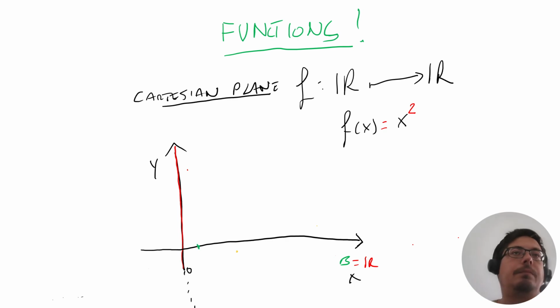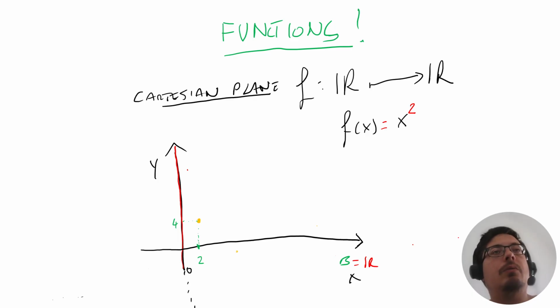It means that for every point on the x-axis, suppose this is 2, we go up, we follow the rule, and it goes to 4, and this is the point where they join. Okay, and this is the point of the function, 2 to 4. Now we take another point.